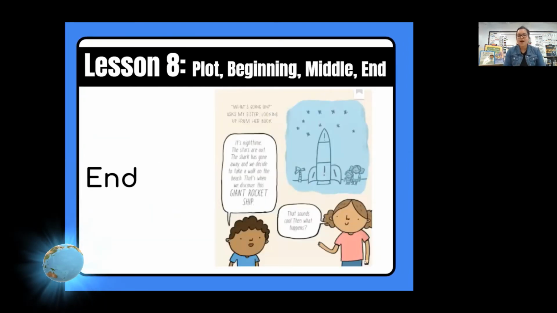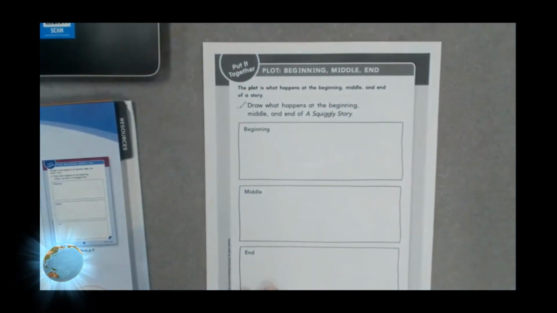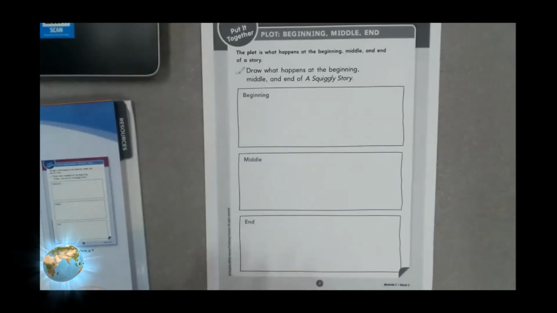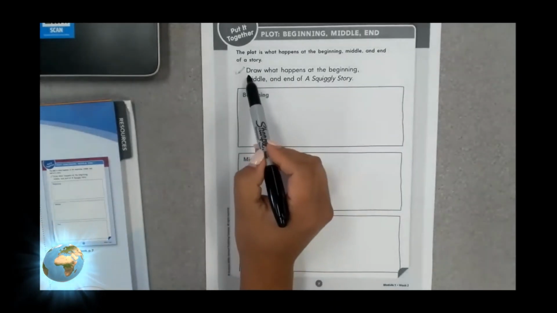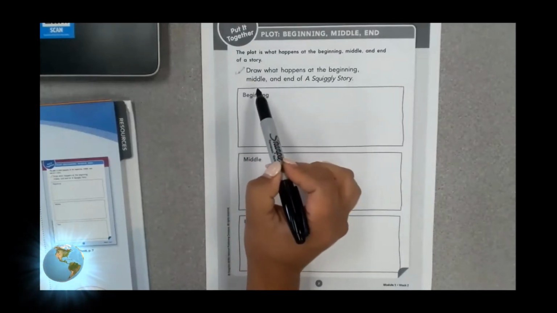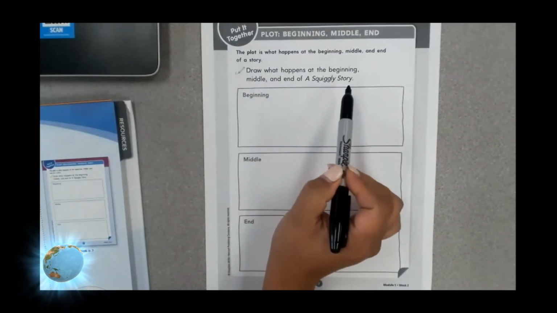All right. So I'm going to switch my camera, and then we are going to just pretend that we're going to be authors. And here we go. All right. As always, try to use pencil. I'm going to use a marker so you guys can see better on the screen. So it says that our objective is draw what happens at the beginning, middle, and end of the Squiggly story.